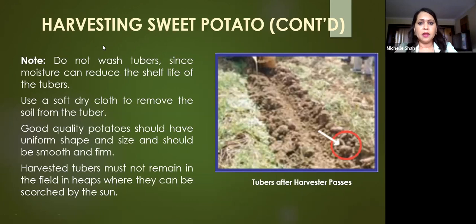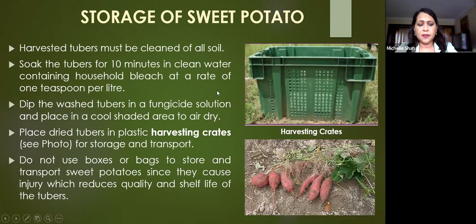Storage of the sweet potato, they are stored in these plastic crates. When they are harvested, they are cleaned of all soil. Soak the tubers for 10 minutes in clean water containing household bleach at a rate of 1 teaspoon per liter. Dip the washed tuber in fungicide solution and place in a cool shaded area to air dry. Place dry tubers in plastic crates as shown on the right for storage and transport. Do not use boxes or bags to store and transport sweet potatoes as they cause injury, which reduces quality and shelf life of the tuber.